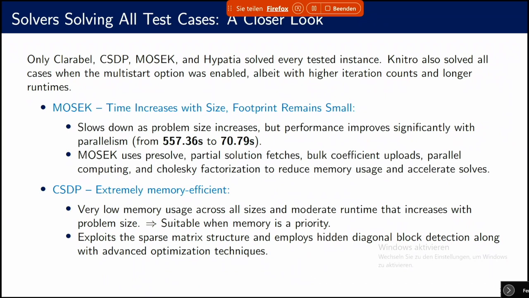For CSDP, it has very low memory usage across all sizes of the problem, and moderate runtime that increased when we increase the problem size. And this is because CSDP exploits the sparse matrix structure and employs hidden diagonal block detection along with advanced optimization techniques in the implementation.